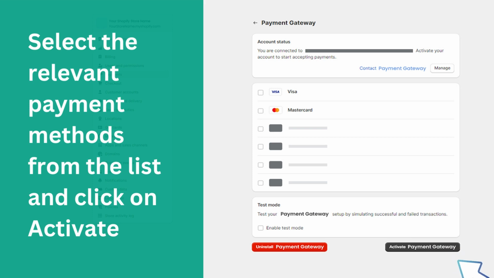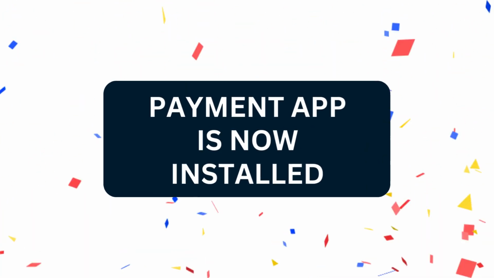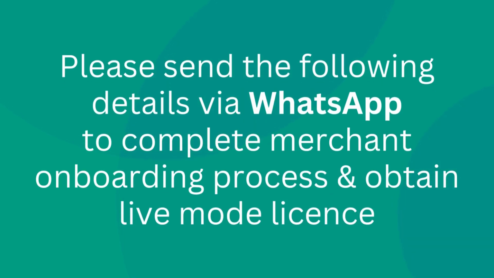Select the relevant payment methods from the list and click on Activate. Your payment app is installed. Please send the following details via WhatsApp to complete the merchant onboarding process and obtain live mode license.